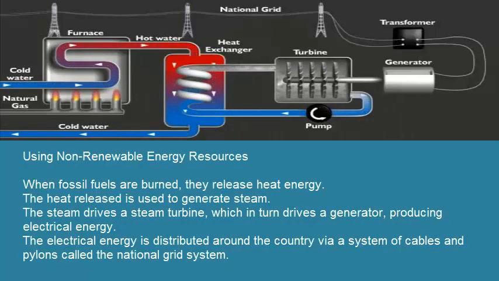Using non-renewable energy resources. When fossil fuels are burned, they release heat energy. The heat released is used to generate steam. The steam drives a steam turbine, which in turn drives a generator, producing electrical energy. The electrical energy is distributed around the country via a system of cables and pylons called the National Grid System.